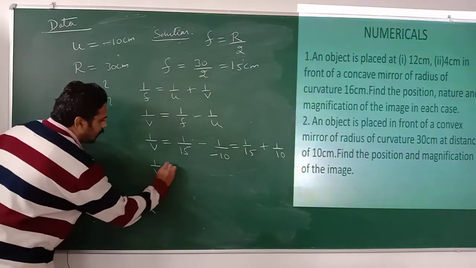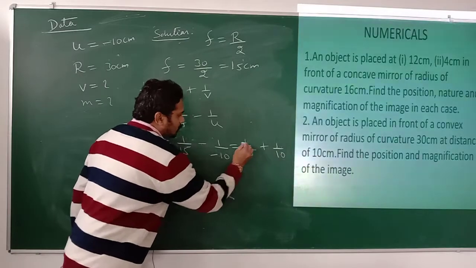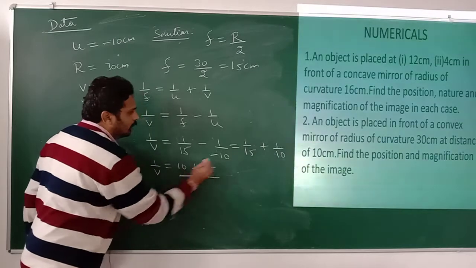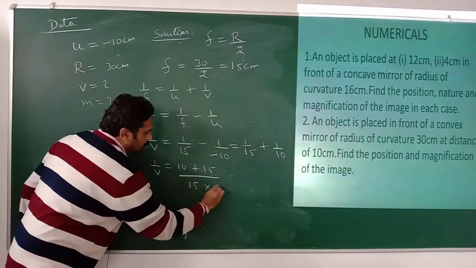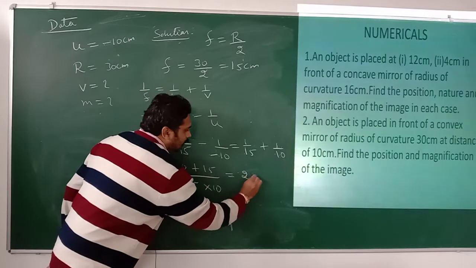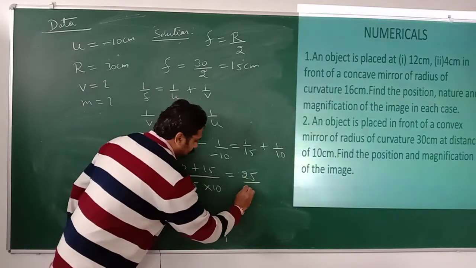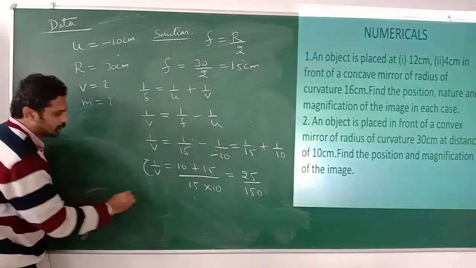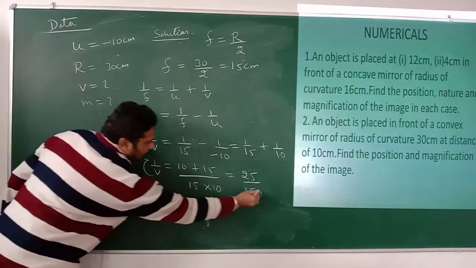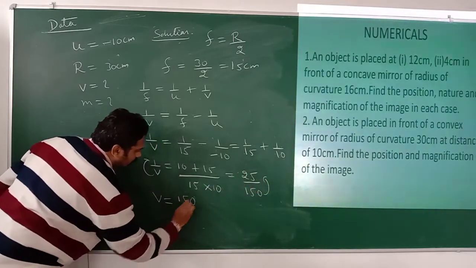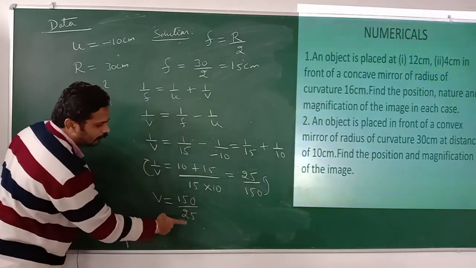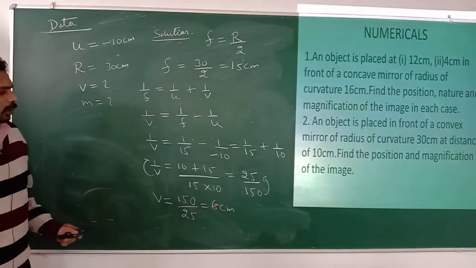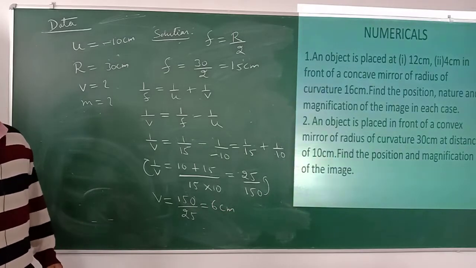Now 1 by V is equal to, by cross multiplication, 1 into 10 plus 1 into 15 by 15 into 10. Now we got 25 in the numerator, and 15 into 10 is 150. Taking V to the numerator, V by 1 is V, and 150 goes to the numerator. 150 divided by 25 is 6. We got 6 centimeter. The position of the image is at 6 centimeter.